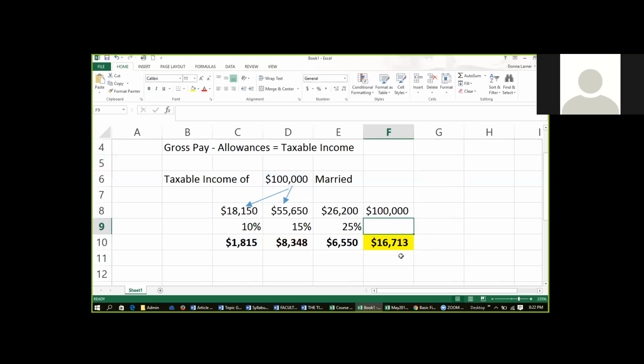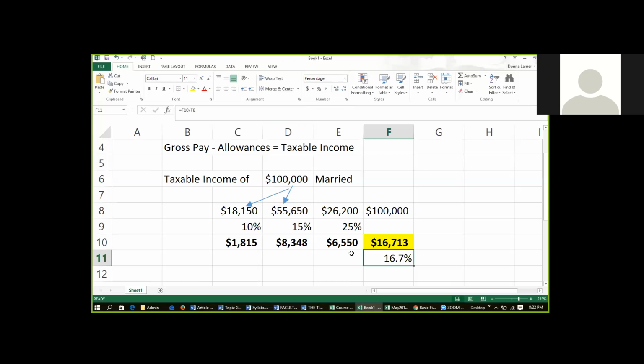Remember how much money they made in the year? They made $100,000. So if we looked and tried to figure a percent, we would say that 16,000 out of 100,000, and showing that as a percent, these people were taxed about 16.7% as a tax rate, because some of their money was taxed at 10, some at 15, some at 25. It averages out to 16%.